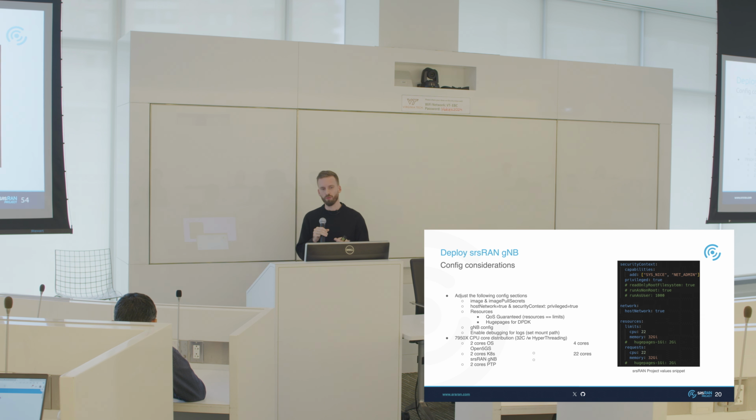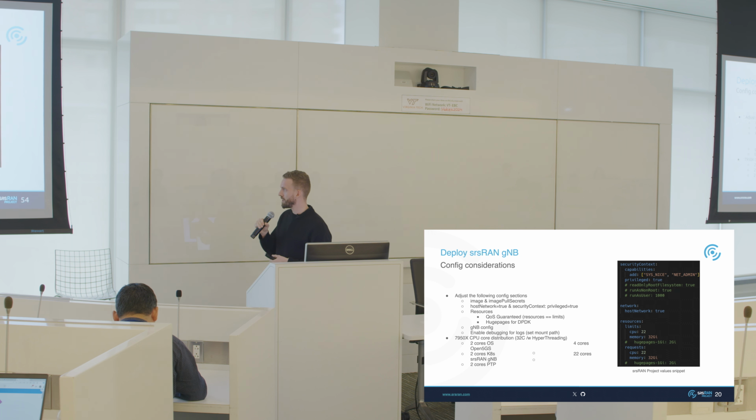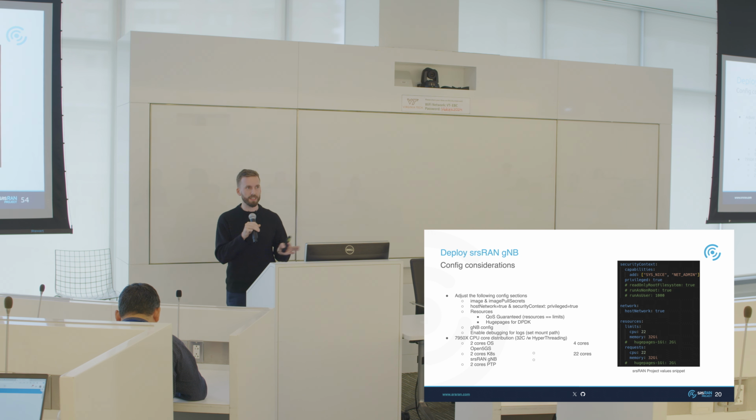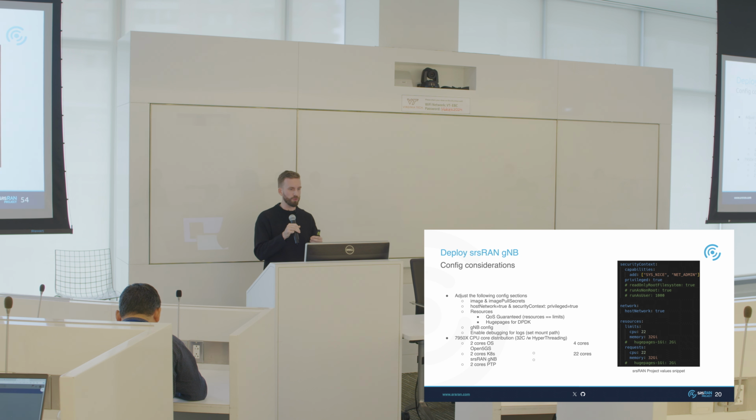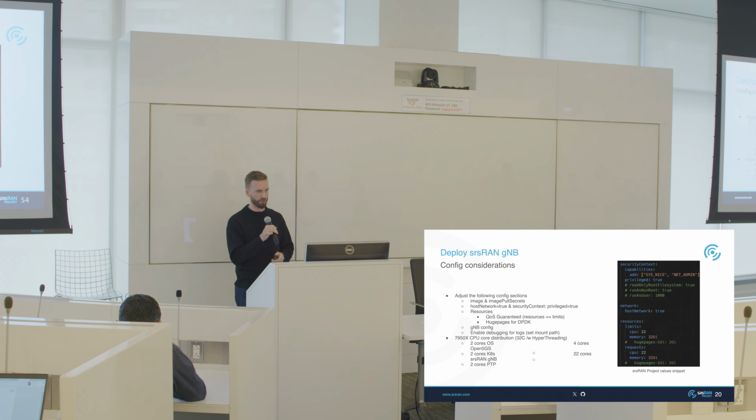Then I would give around 4 cores to Open5GS and about 22 cores to the gNodeB in this specific scenario. Of course, if you have a smaller system, you can reduce this. You don't have to give 2 cores to PTP, so it's just for this example, but you can tinker a little bit with it and see what you get.